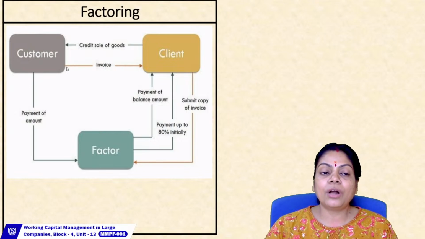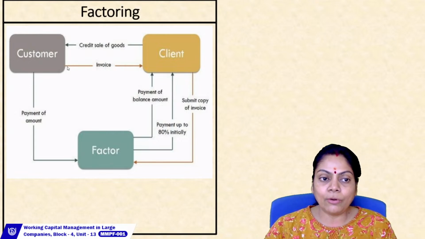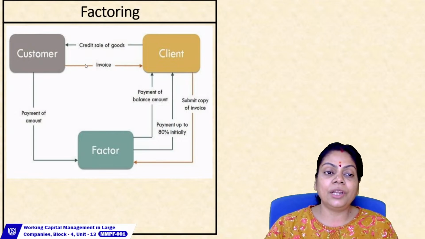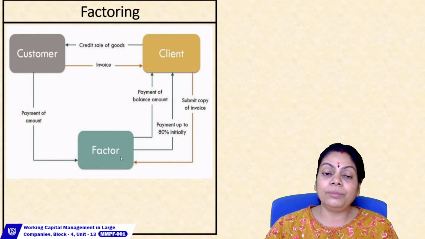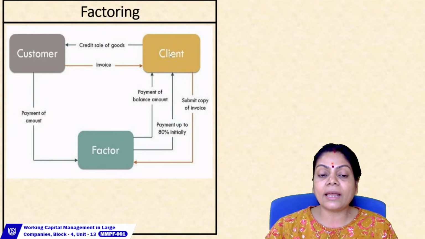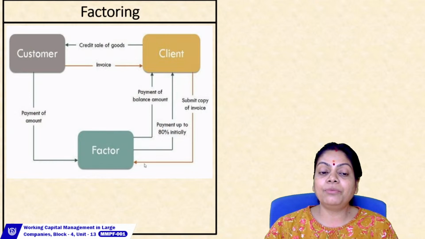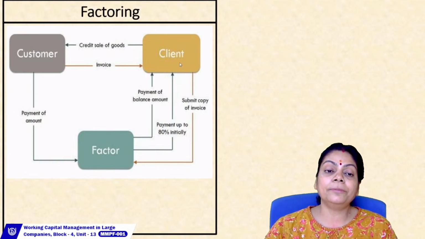Now again, if you look at the yellow arrow mark, that is the flow of the invoice. The invoice comes from the customer to the client, and from the client a copy of the invoice is submitted to the factor. Now the factor immediately makes payment of 80% of the bill. Suppose the bill was 10 lakhs, 8 lakh payment will immediately be released by the factor to your company.